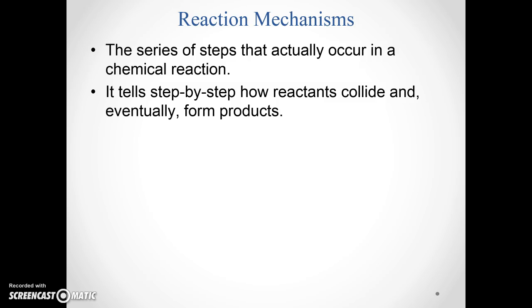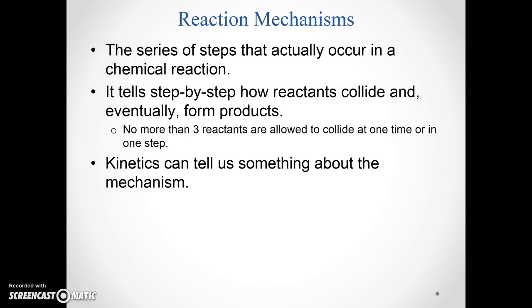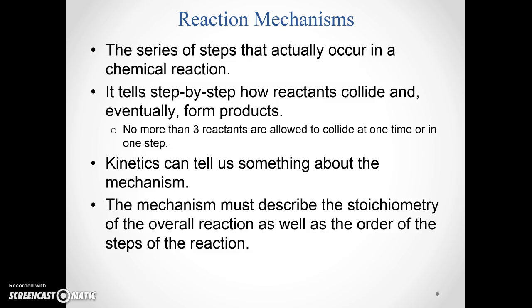Sometimes it doesn't happen in one reaction. No more than 3 reactants are allowed to collide at one time or in one step. So we really need to look at what order those reactants have to collide with each other for the reaction to go to completion. The word kinetics: kinetic is energy of motion, and when we study kinetics in chemistry, we're talking about the motion and collisions of particles, and that can tell us something about the mechanism. It's a very serious topic of study when you take AP chemistry and beyond. We're just going to scratch the surface here.